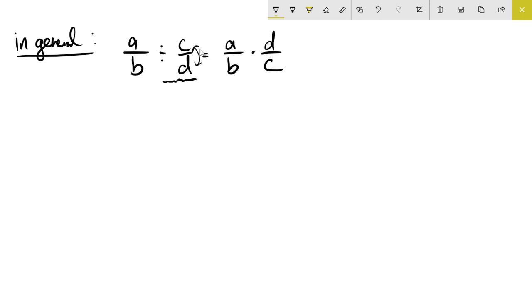You always reciprocate the second fraction in a division problem with fractions. So dividing by c over d is the same as multiplying by d over c. Just flip. Can you do like the a to d, like the cross thing?